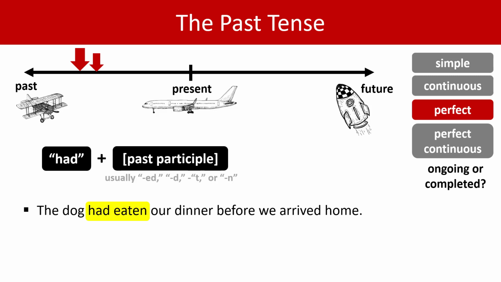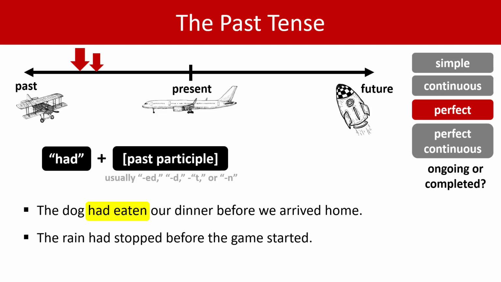Had eaten. That describes the first activity. It tells us that the activity is completed. And then we have the second activity, before we arrived home. The rain had stopped before the game started. Had stopped. That tells us the activity was completed before the second activity, the game started.